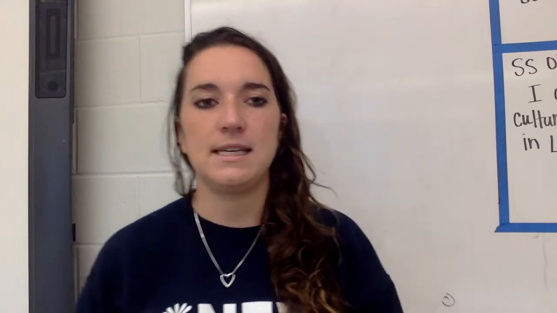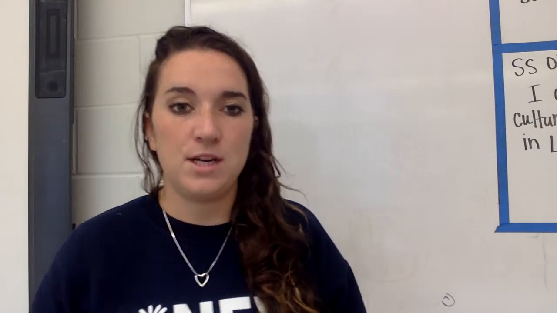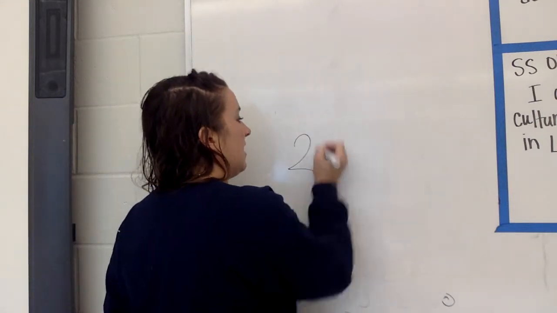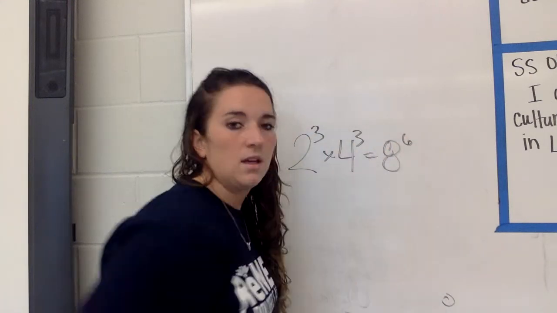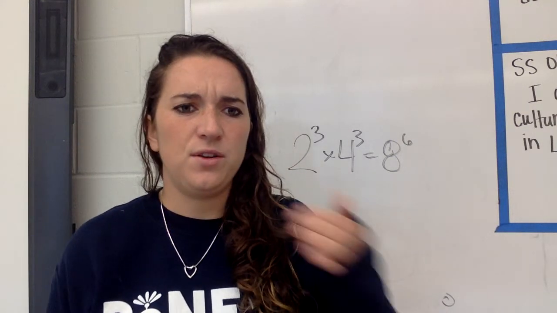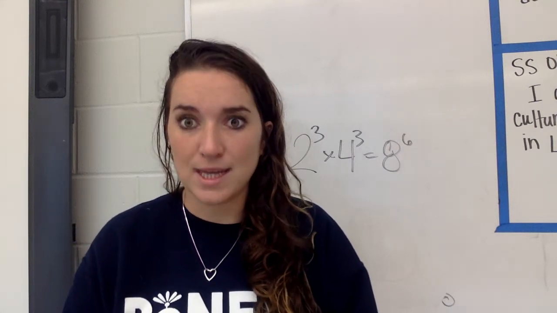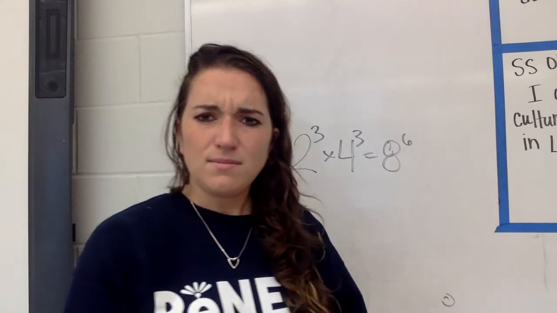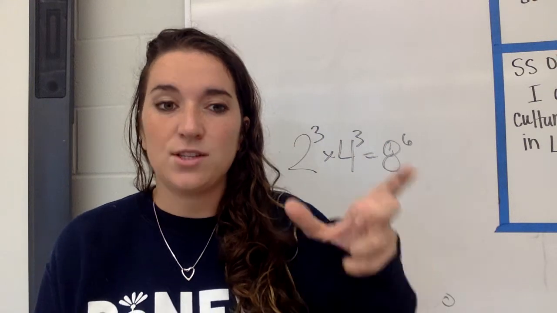The biggest thing to do when reading this question is to annotate it so that we really understand what the question is asking us. So it says Jill wrote the following equation: 2 cubed times 4 cubed equals 8 to the 6th. And her teacher marked it wrong. Explain Jill's error and then use exponential notation to determine why 2 cubed times 4 cubed equals 2 to the 9th.